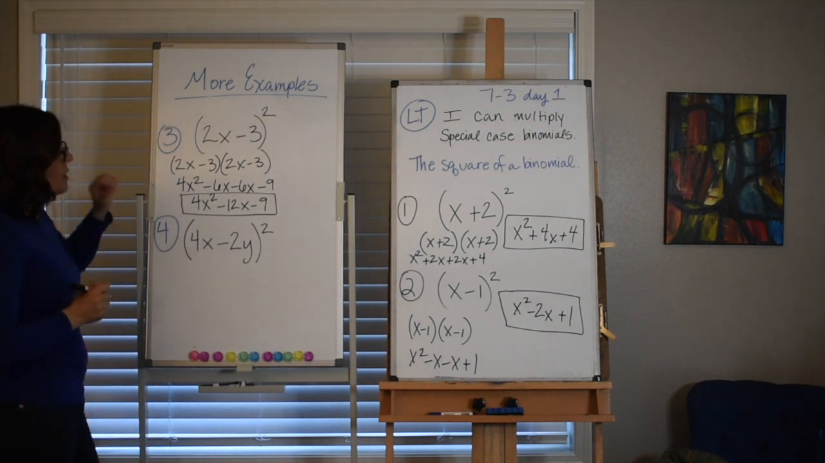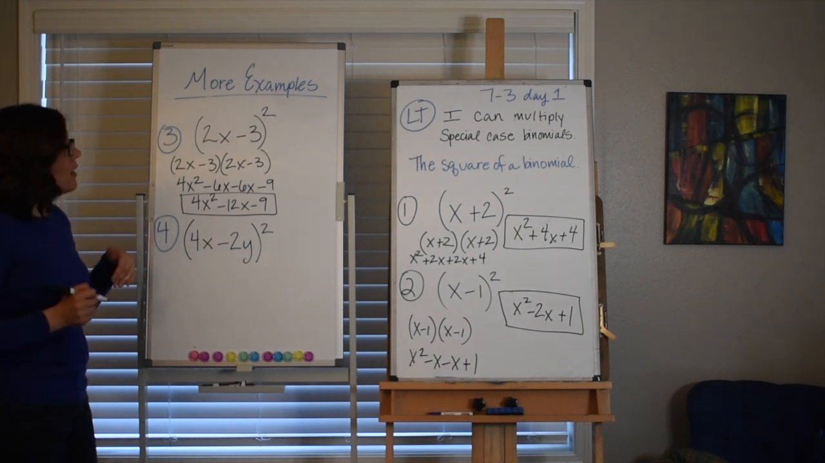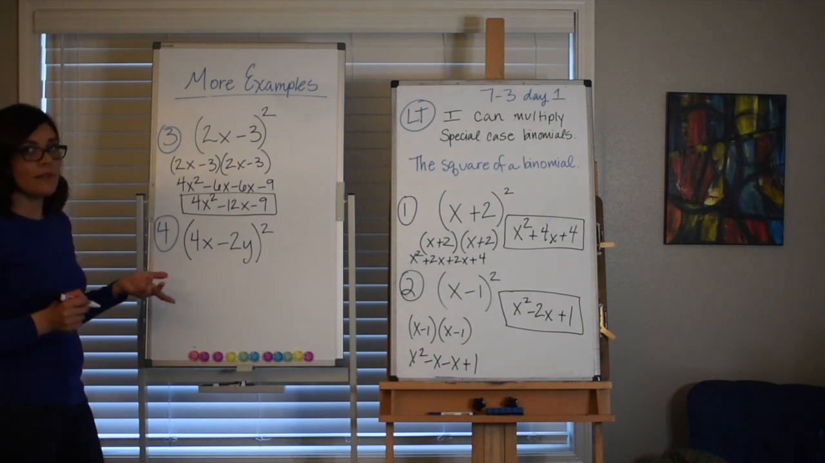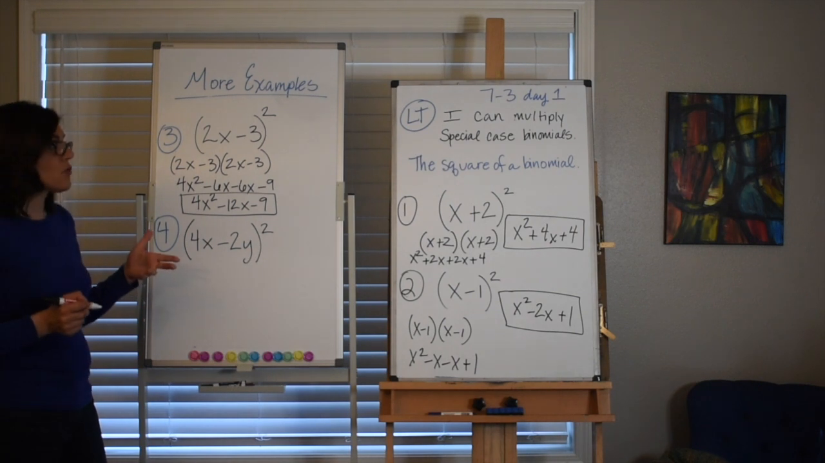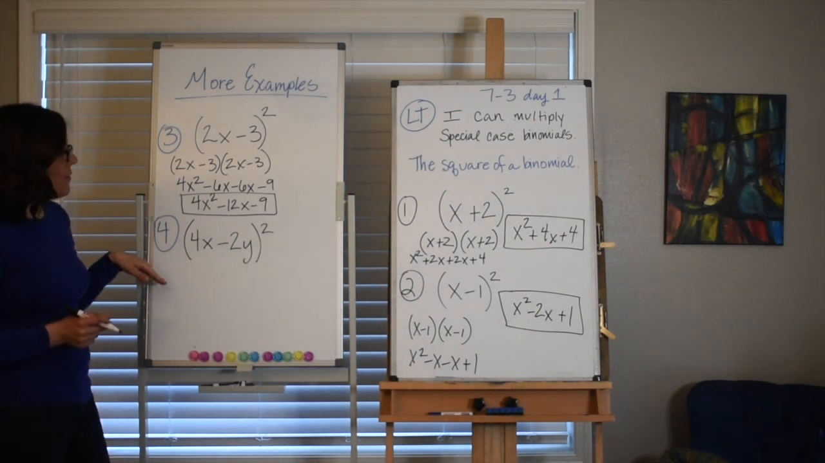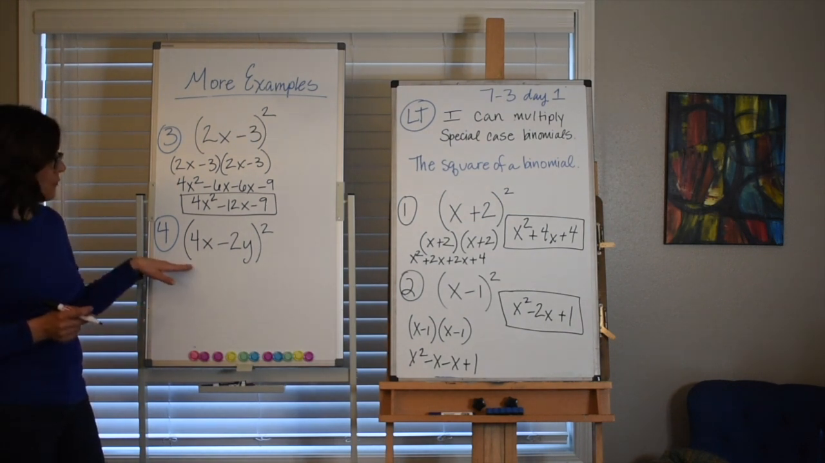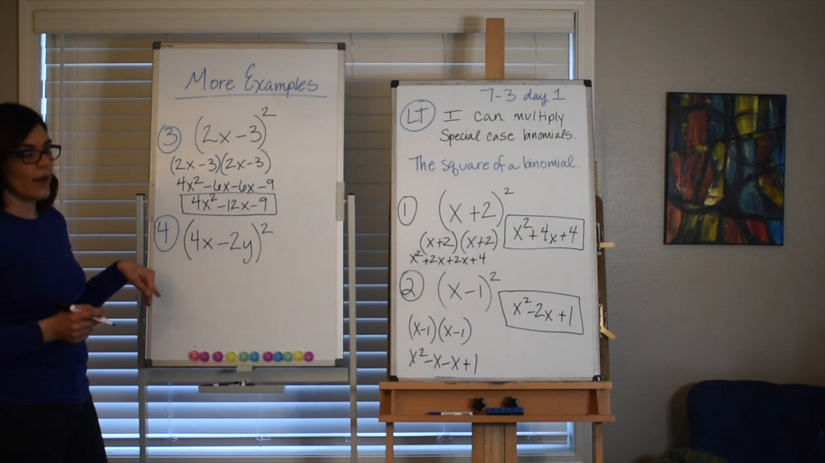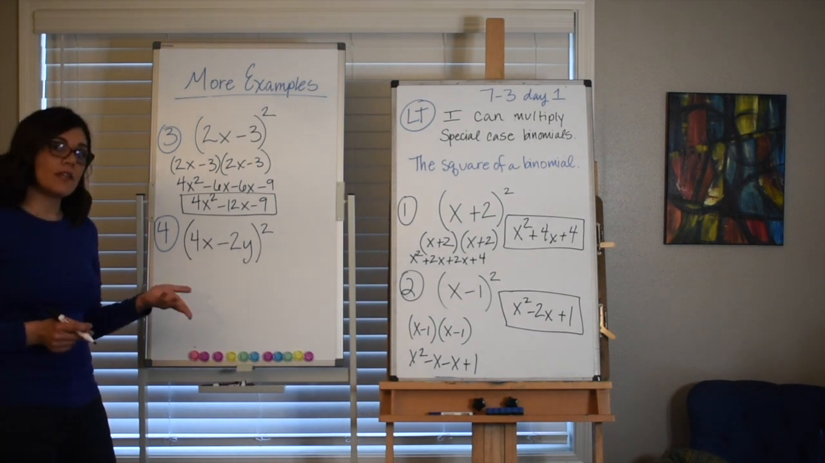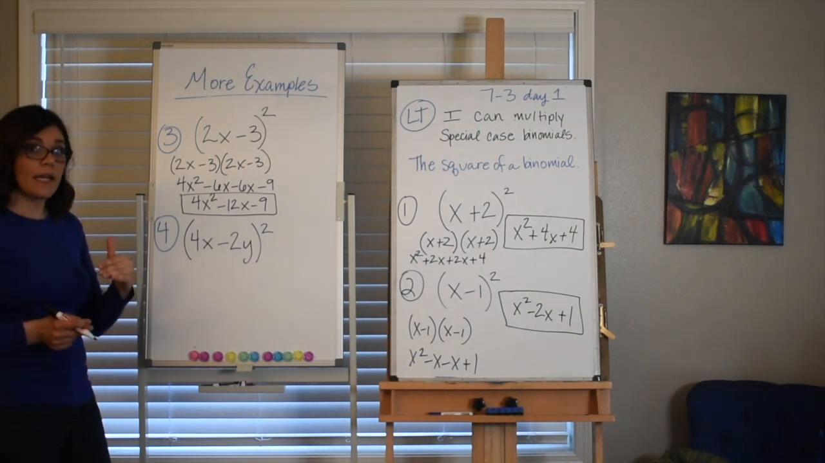No more like terms to combine, and notice that so far I've written everything in standard form. Now that's not necessarily how we have to do things when we're looking at special case binomials, because when they're written not in standard form, just the way this multiplies out, we're going to leave them that way. So unless the directions say write in standard form, don't worry about it. But you always need to combine like terms.